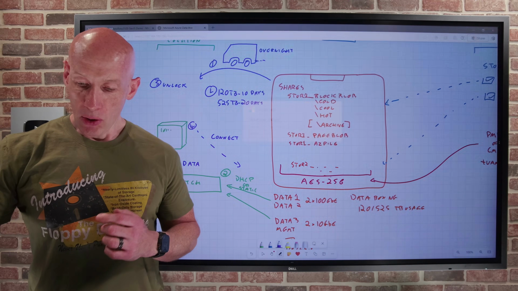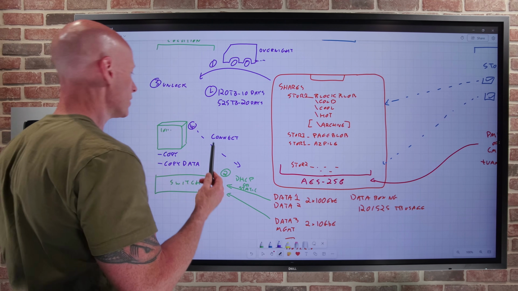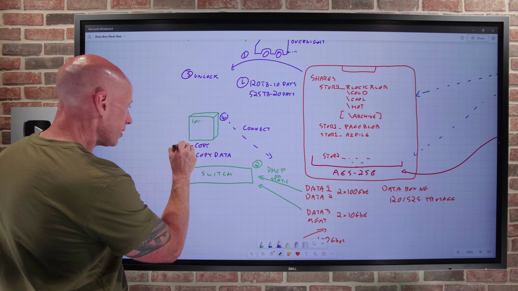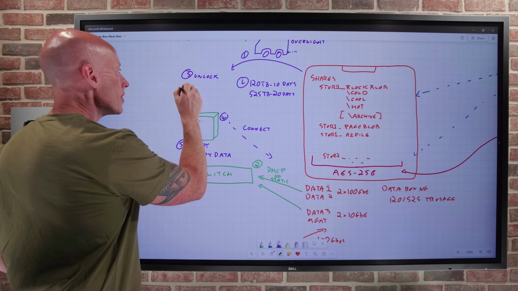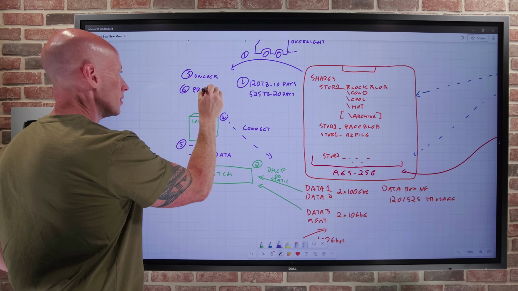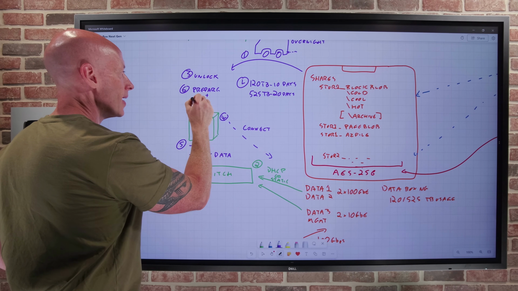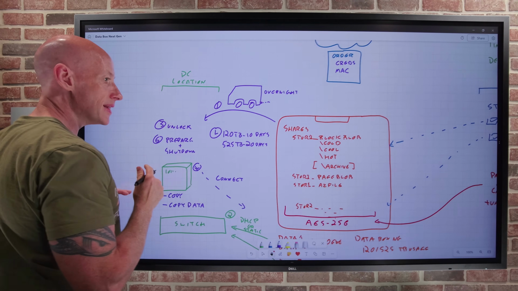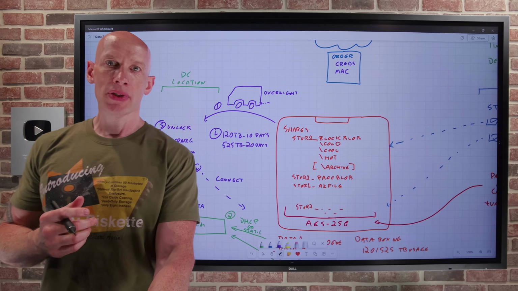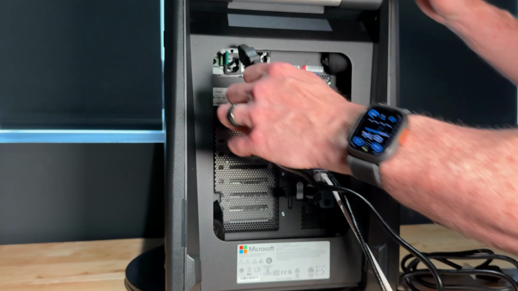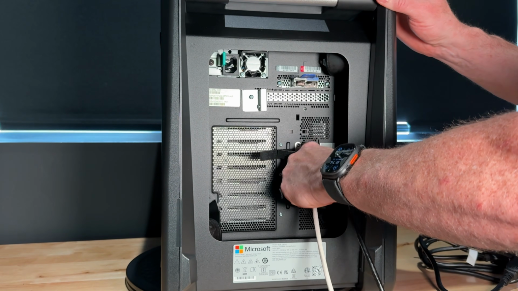So back on where we are in our process. After we did the connect, and then we did all of the copying of our data, then we prepare and shut down. And now we need to disconnect all of the different cables. So I'm just going to reverse the process. So disconnect the cables, disconnect the power cable.